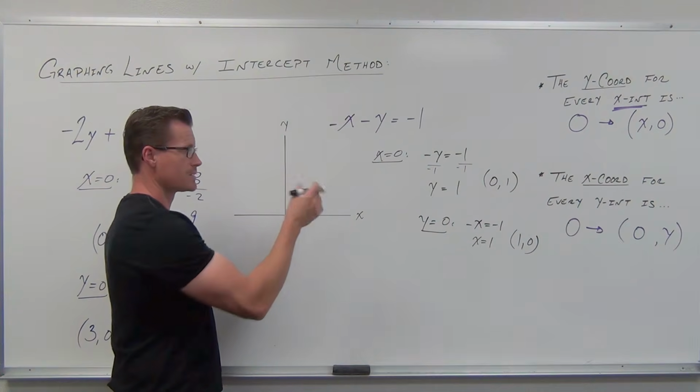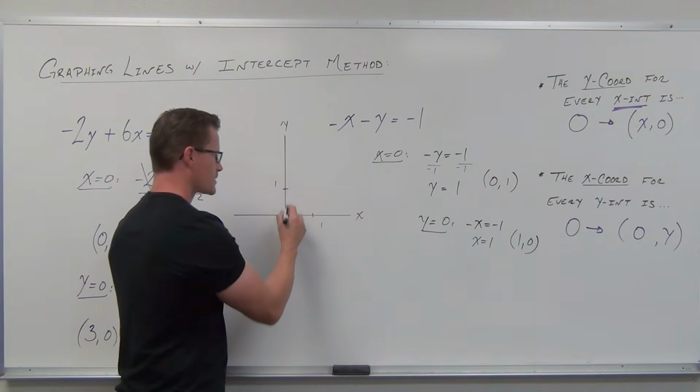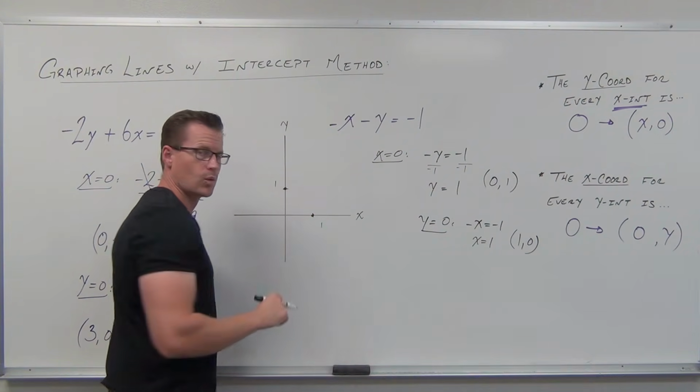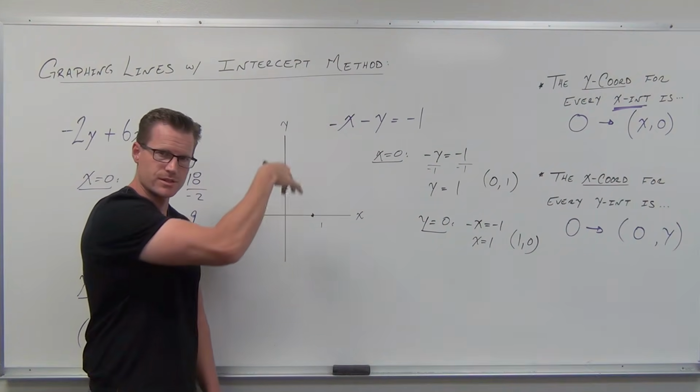So let's see. 0, 1, that's about here. 1, 0, that's about here. I know that this, the slope. Is the slope positive or negative? What do you think? What's the line going to do? Is it climbing? Is it falling?